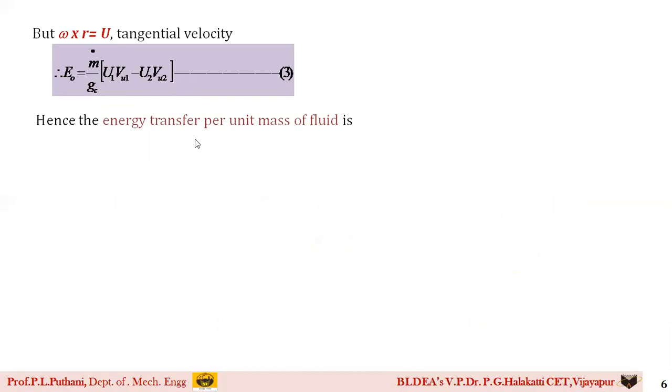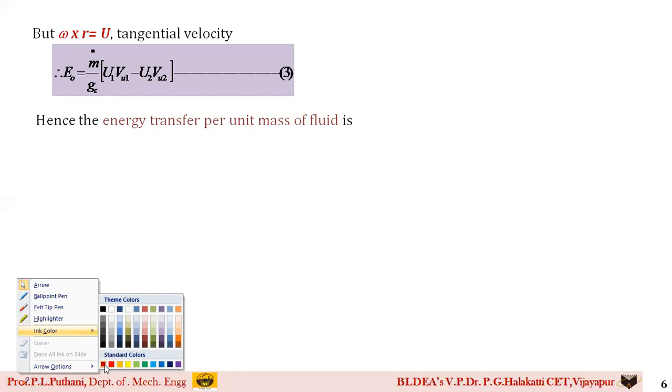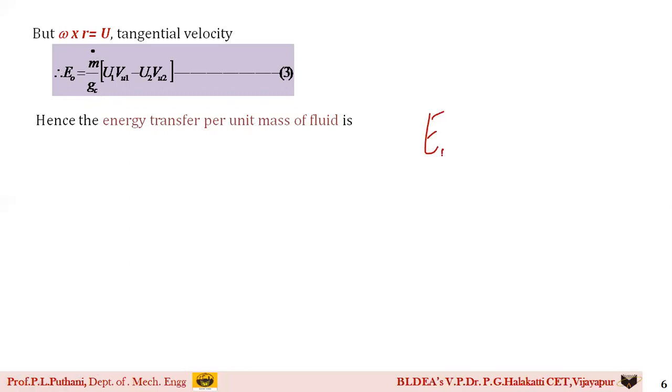Or the energy transfer per unit mass. If I take it in terms of the mass flow, E naught by m dot, that is energy per unit mass, the resulting term I get is this itself. So now my equation gets reduced to this form: energy transfer per unit mass of fluid, symbolically as E.